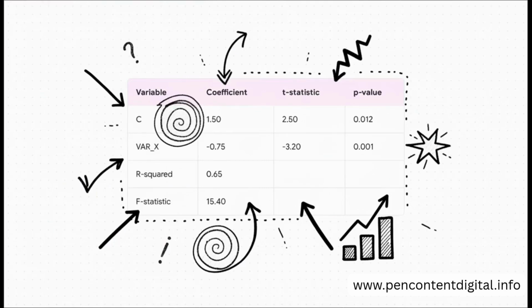So your output is going to look something like this. And I know, it looks like a lot, but we're going to focus on just 4 key numbers that tell you almost everything you need to know: the coefficient, the R-squared, the t-statistic, and the F-statistic.